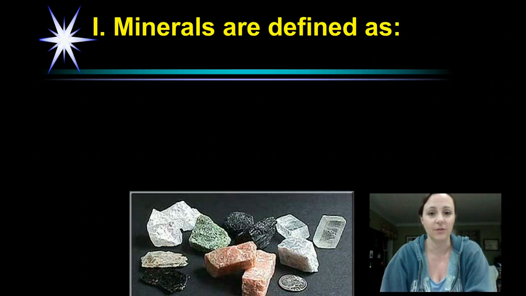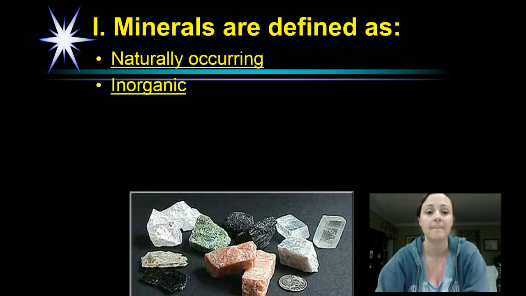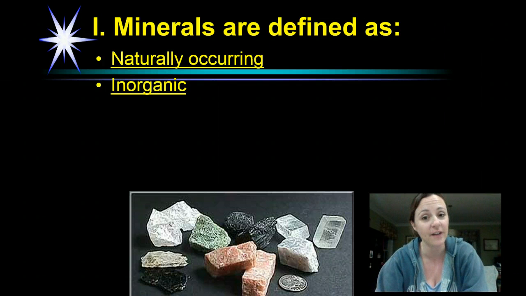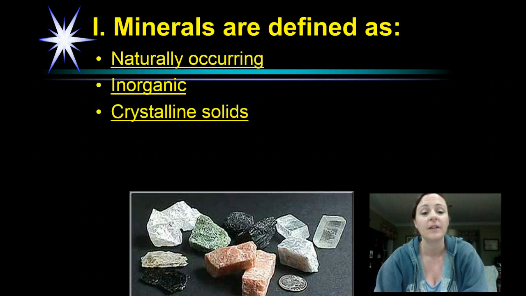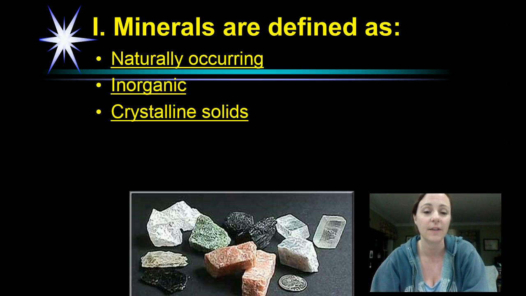So what are minerals? Minerals are defined as naturally occurring, meaning they are not man-made. Inorganic, meaning they were never alive. They are crystalline solids, and we will talk a little bit more about the way that minerals are formed and their internal arrangement of atoms. That definitely helps us define a rock to be a mineral.